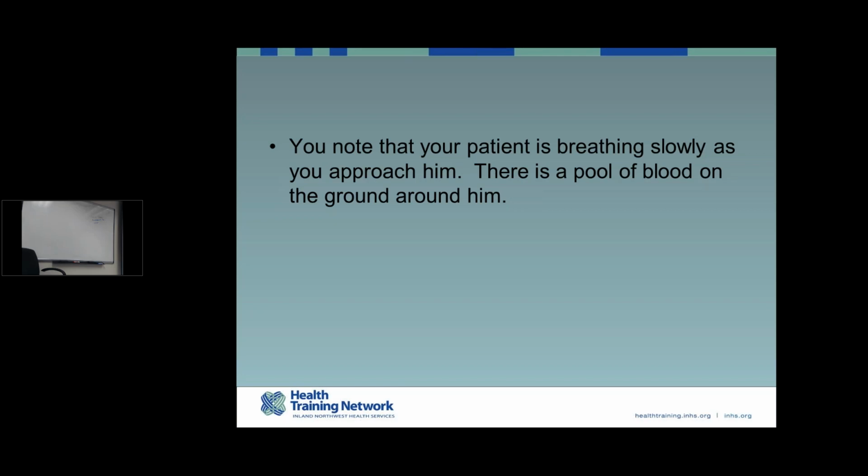He's breathing slowly as you approach him. There's a pool of blood on the ground around him. So we want to find where that's bleeding from and stop it. We're going to do the trauma assessment. If he's on the ground, we're going to take C-spine. Yep. And start cutting off his clothes, find that major bleeding, and stop that major bleeding. If that major bleeding happens to come from an airway, then it's going to direct you as to which way you're going, right? Okay.